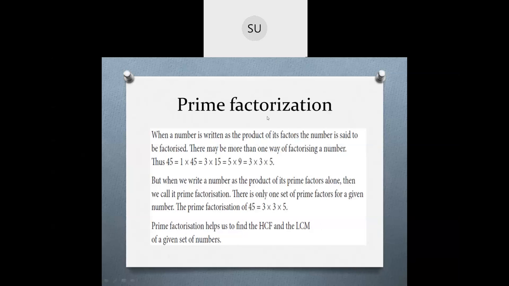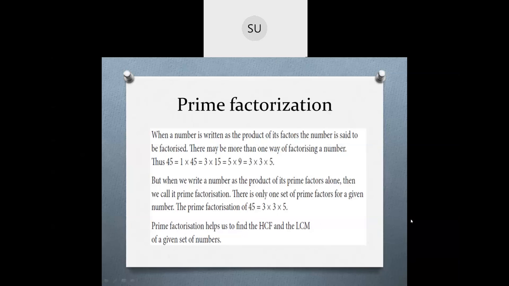So prime factorization, first let's see what factorization is. When a number is written as a product of its factors, then the number is said to be factorized. For example, 2 3s are 6, or 25, 5 5s are 25, 36, 6 6s are 36. So these are factors of 36 and you have written it in factor form, as a product of factors, correct? So this will be factorization. It means that the number is factorized.